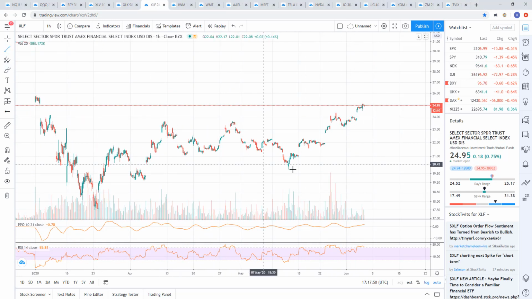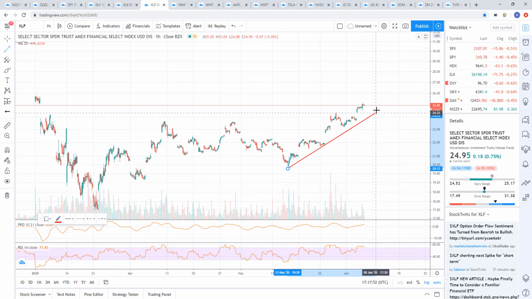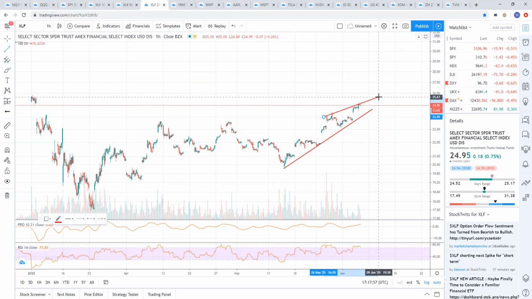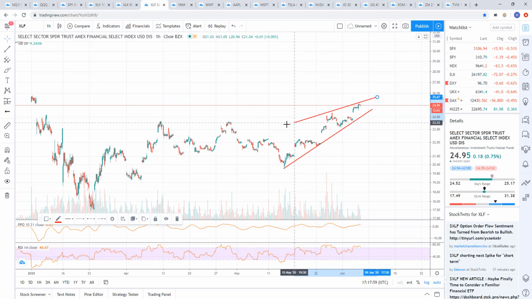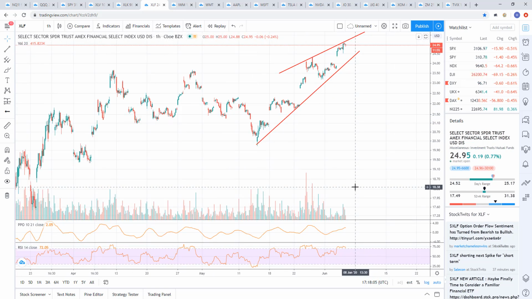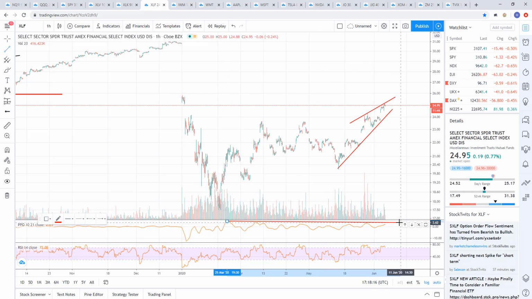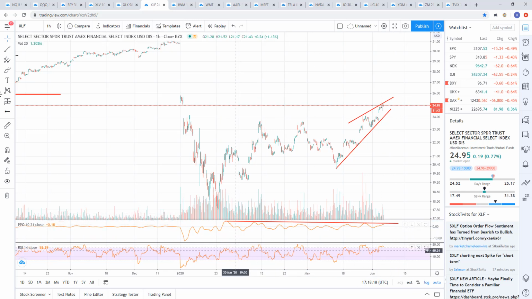XLF, I don't see anything necessarily bearish in XLF right now. My chart got jacked up on this one, but you could say that's maybe a bearish rising wedge. It's hard to say because there's only a couple reactions. We'll look at it, but we don't necessarily have bearish divergence. We do a little bit if you go way back here, slightly bearish negative divergence.